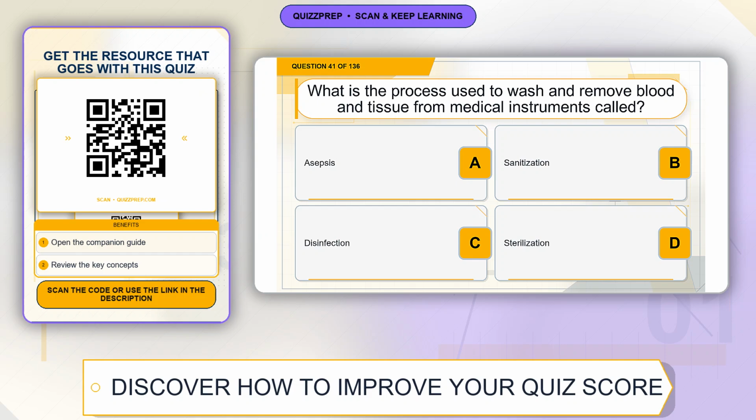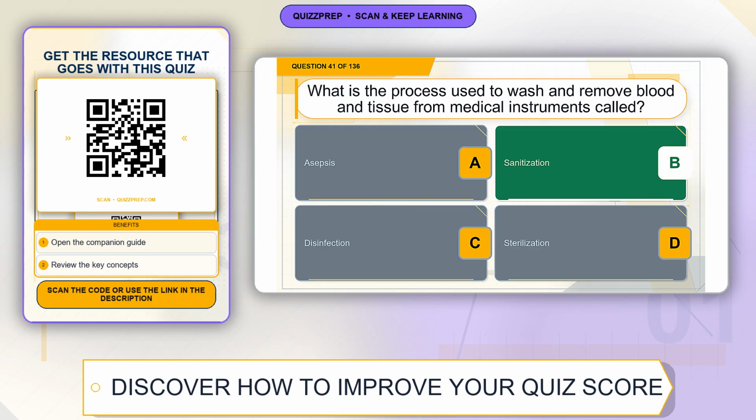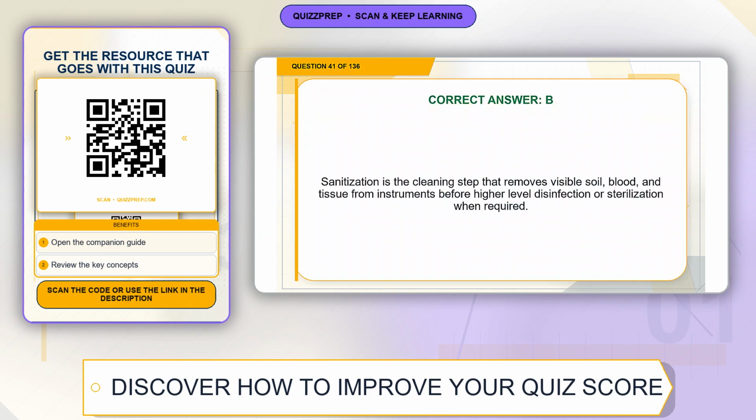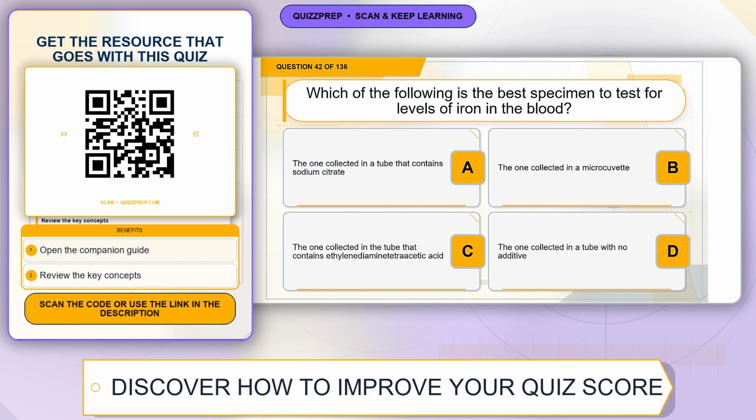Question 41. What is the process used to wash and remove blood and tissue from medical instruments called? Option A, asepsis. Option B, sanitization. Option C, disinfection. Option D, sterilization. The correct answer is option B, sanitization. Explanation: sanitization is the cleaning step that removes visible soil, blood, and tissue from instruments before higher-level disinfection or sterilization when required.